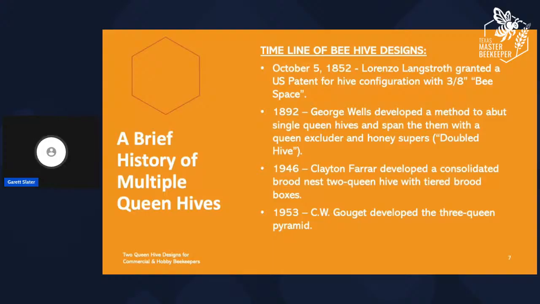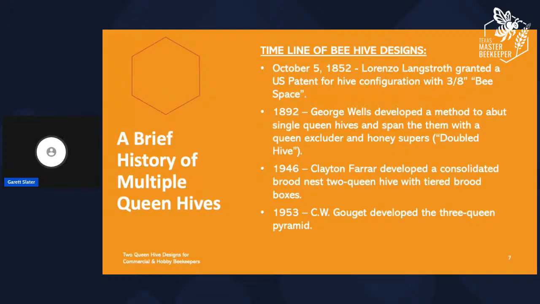1892 was the first recorded case that I could find of an attempt to do a multiple queen hive. It was done by George Wells, and he took two single deep boxes side by side and spanned them with a queen excluder and added the honey supers on top.